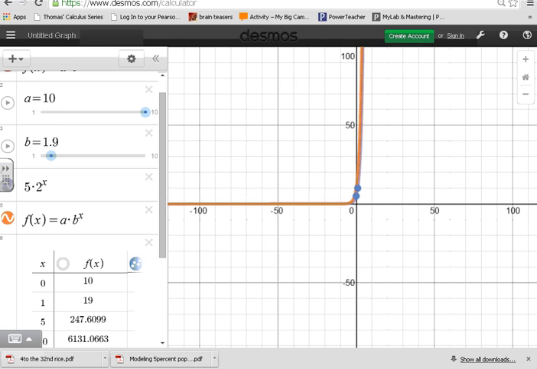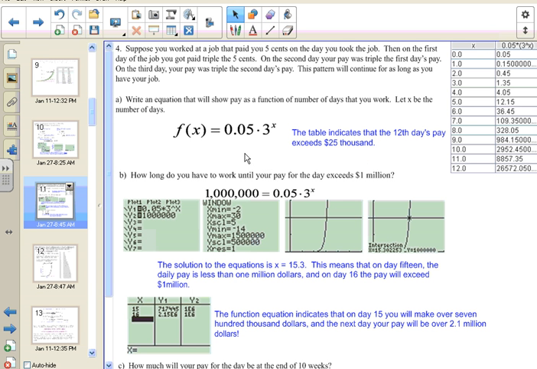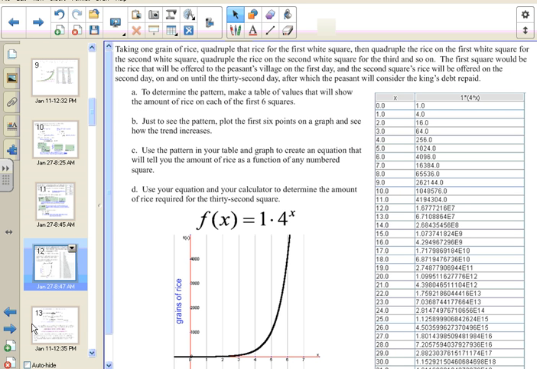So that's generally what these questions are trying to get us to look at: functions in the form of f of x equals a times b to the x, and what happens when we change the a values and what happens when we change the b values. Just one quick wrap up. We look at the rice problem.